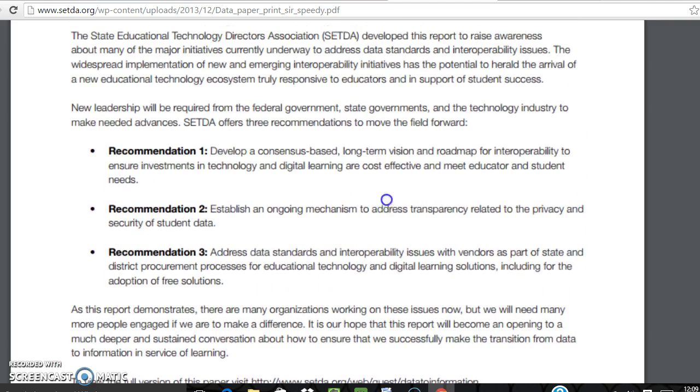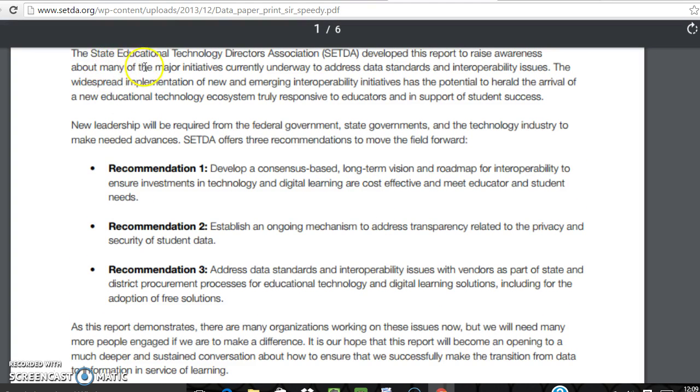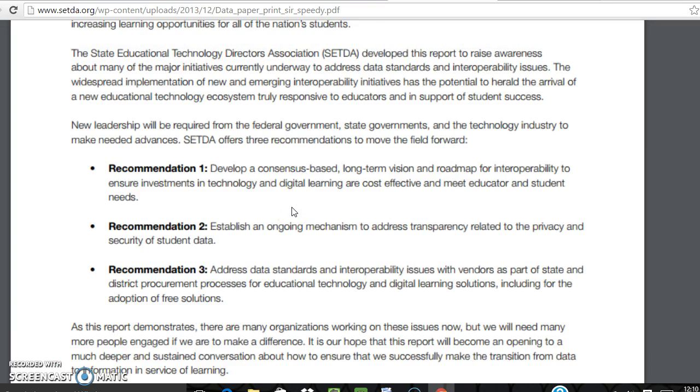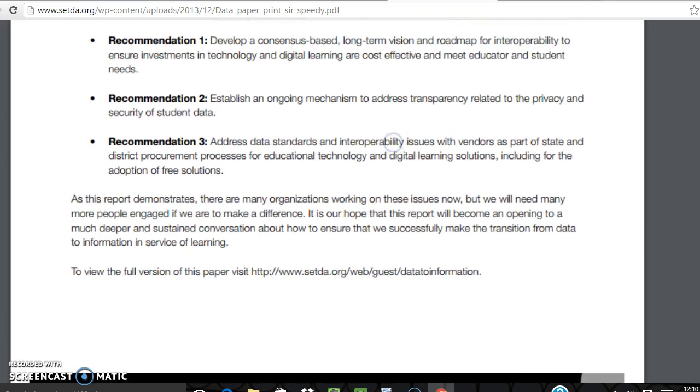The SETDA is the State Educational Technology Directors Association, and here are their recommendations. One, they would like us to have a roadmap for interoperability. They want things to be cost effective and also be able to meet teachers' and students' needs. 2, transparency is important, but so is privacy and security of student data. 3, looking at ways to find digital learning solutions, especially free solutions.